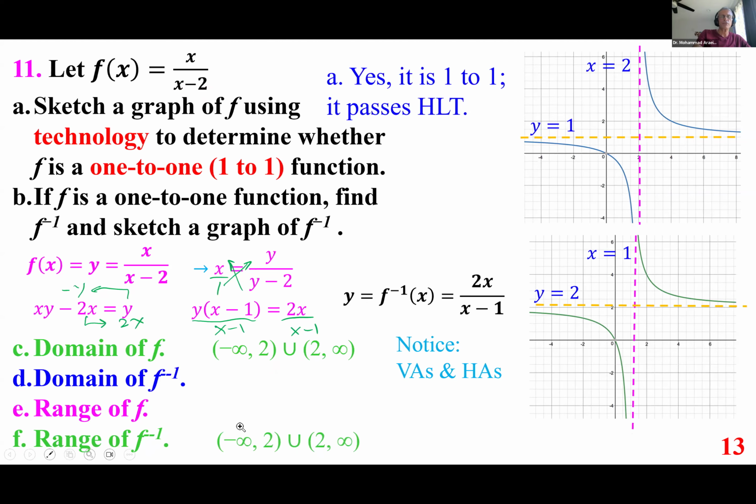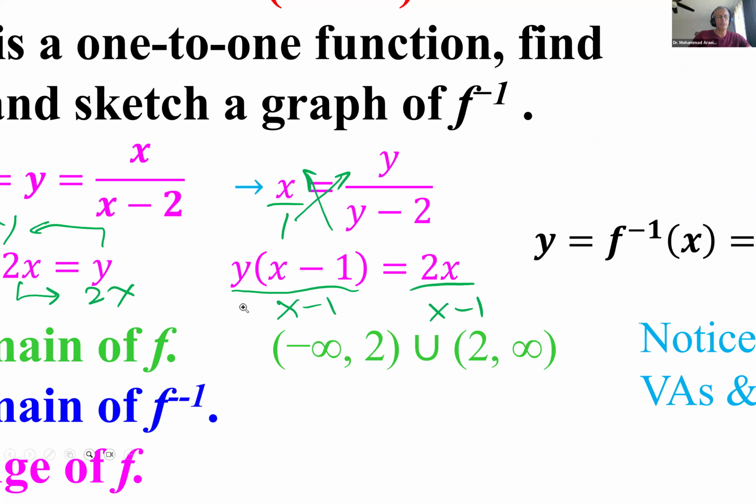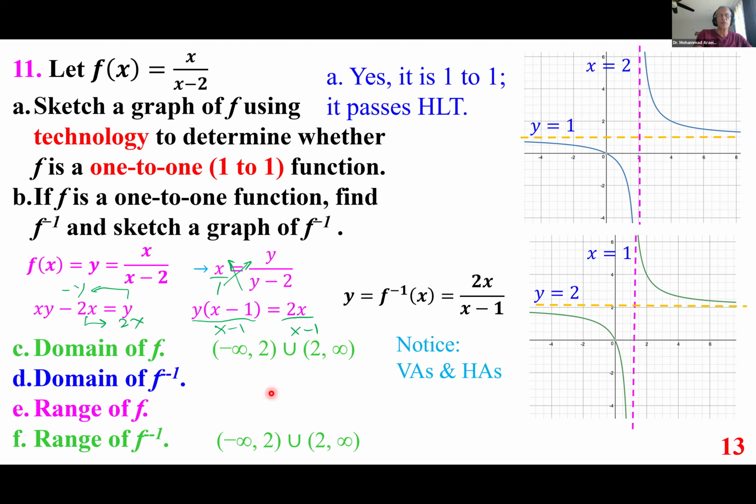But what about the range of f inverse? x can't be 1, so negative infinity to 1, union 1 to infinity. Now this one, domain of f inverse is the same as range of f. Range of f inverse is the same as domain of f. So that's pretty straightforward, everybody.